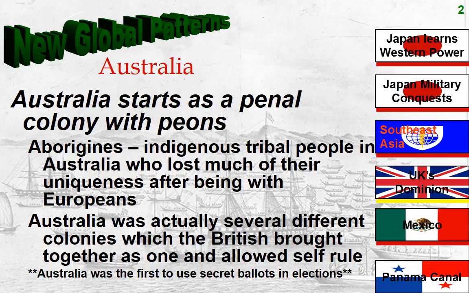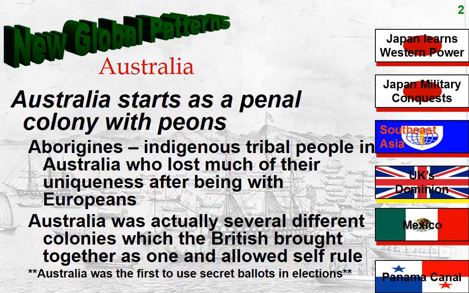Now, Australia actually ended up as several different colonies, in the same way that Canada was. Australia was also united, and then the British also gave them self-rule once the idea of working off your debt in prison kind of went out of accepted Western culture.